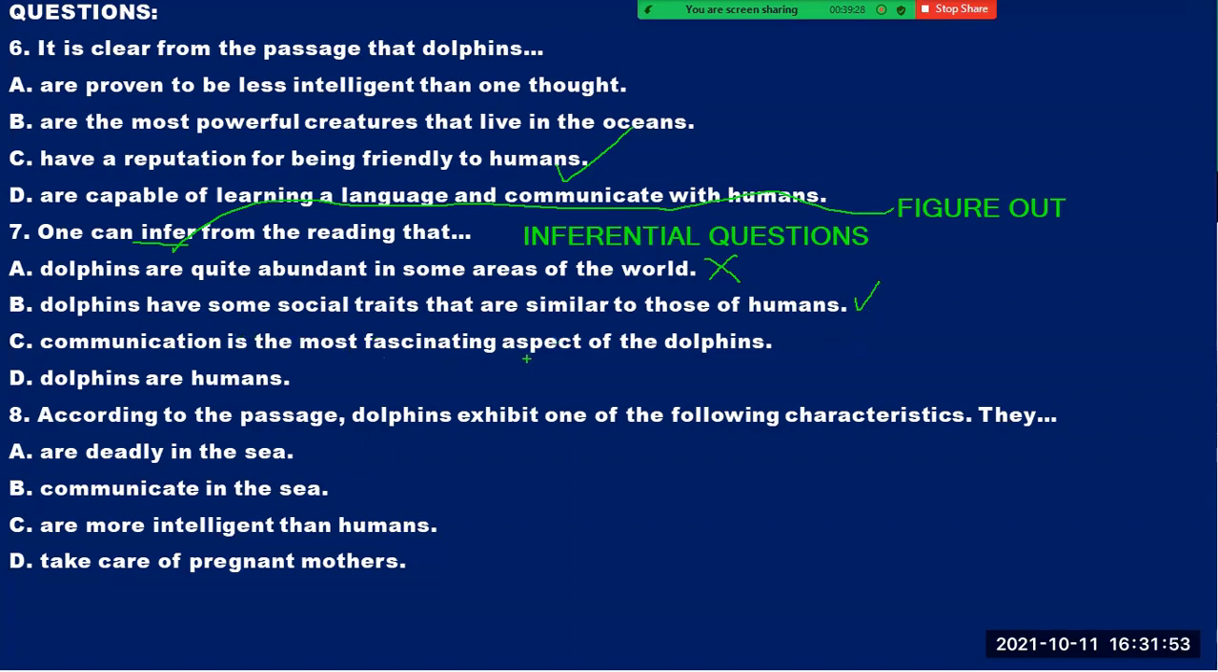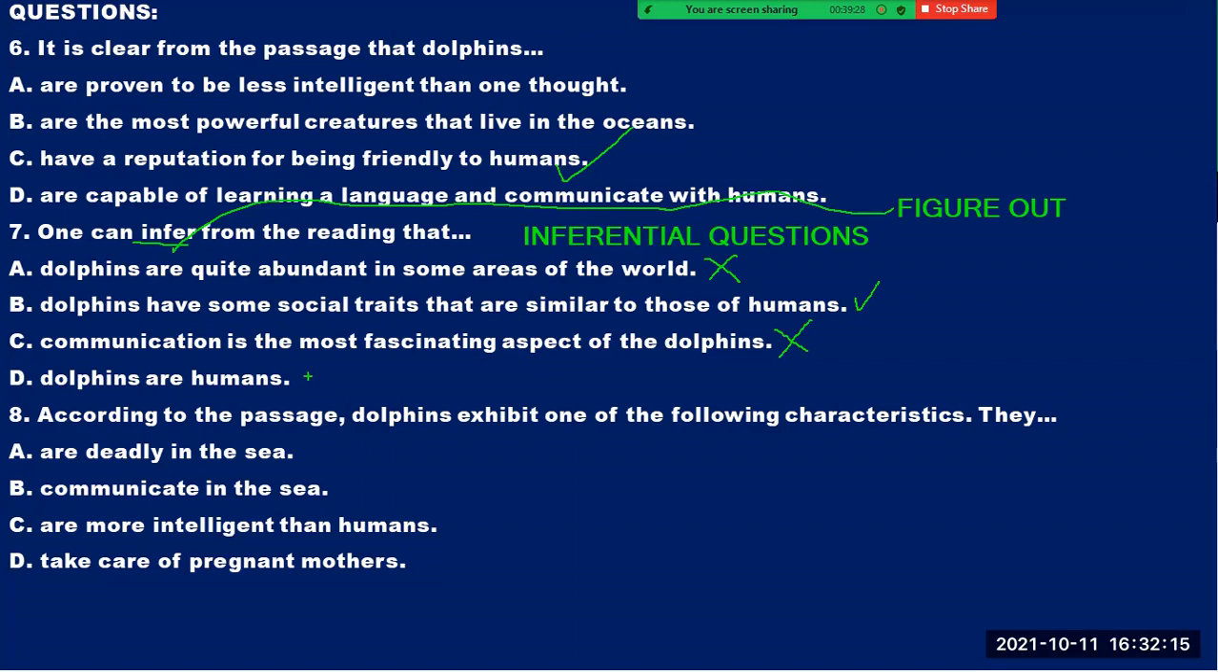See, communication is the most fascinating aspect of the dolphins. No, that's not the most fascinating. The passage itself starts by telling us that dolphins are the friendliest creatures. All right, so it's about their friendliness, not about their communication.